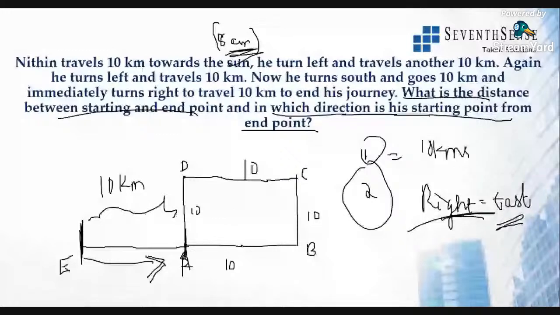So here it is 10 kilometers. That is the first point. And the second point is, in which direction is his starting point from the end point? So from end point, his starting point is towards east. Correct, Asma. Correct. All right. Okay, we'll go on to the next question.